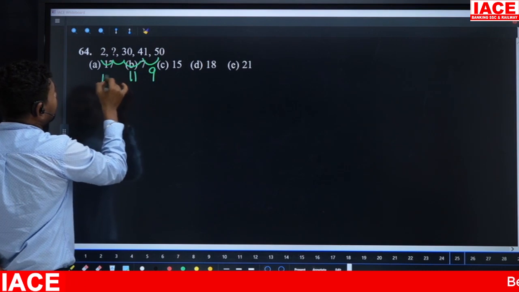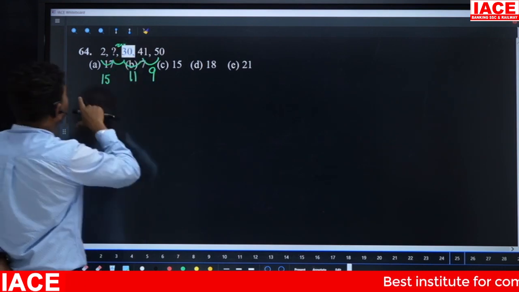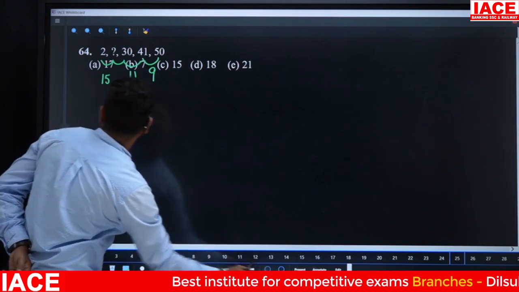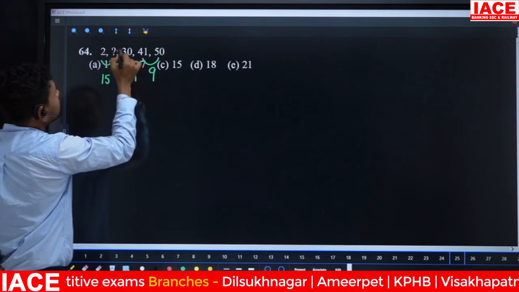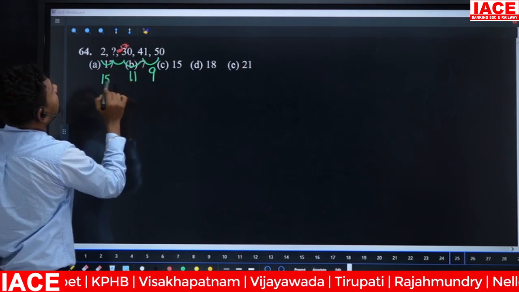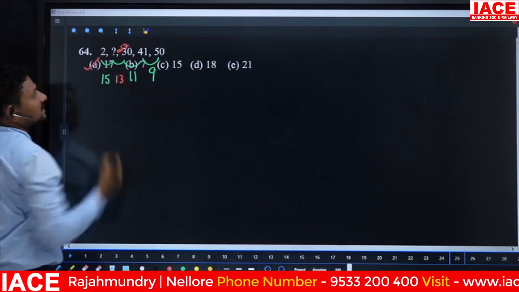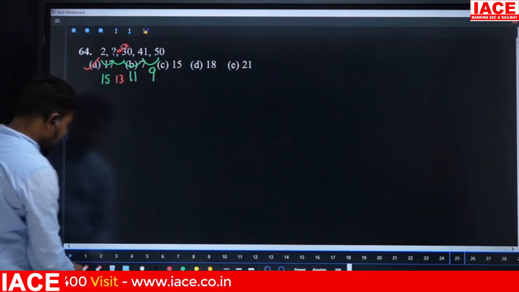Look at I am adding a 15, 2 plus 15 it is a 17. For example it is a 17 and after 17 what is the number we can add. Here is 15, we are adding 13. 17 plus 13 is 30. That means our assumption is exactly correct. So our option is A, just a difference based.